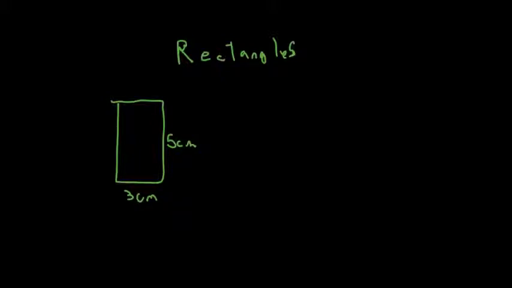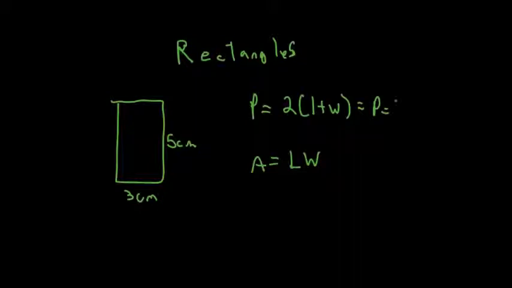Alright, if we want to do it for rectangles, the perimeter equals 2 times your length plus your width, and your area equals your length times your width. So here I have a length of 3 and a width of 5. So my perimeter would equal 2 times 3 plus 5. 3 plus 5 is 8. 8 times 2 is 16. So my perimeter equals 16 centimeters.